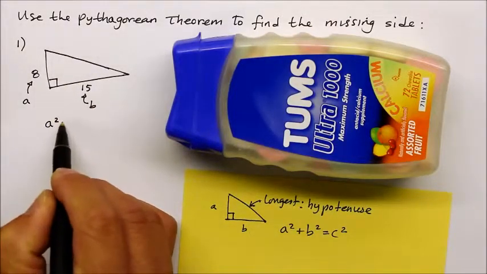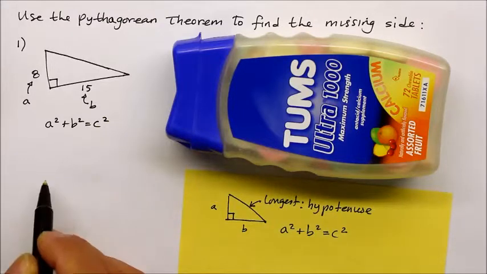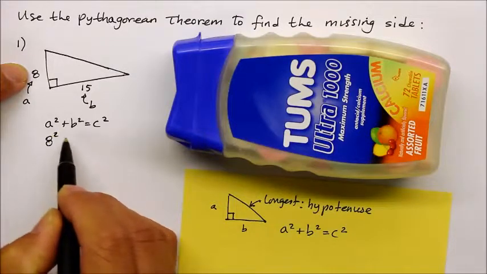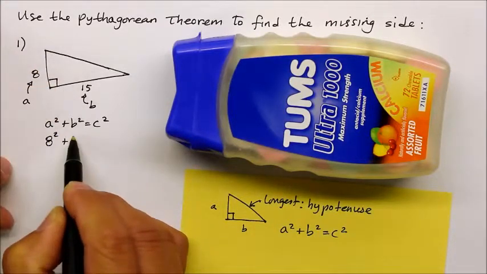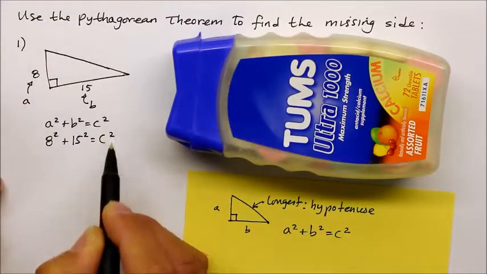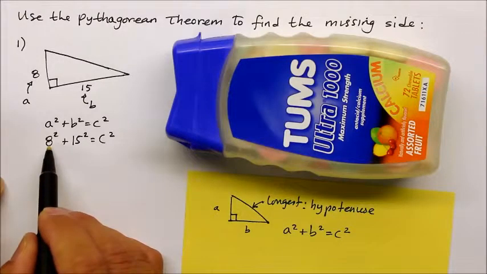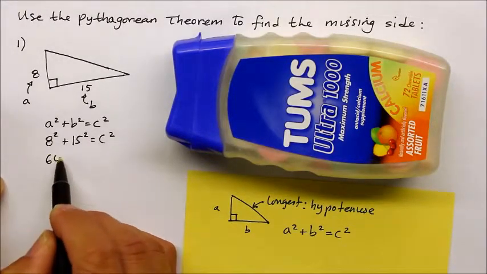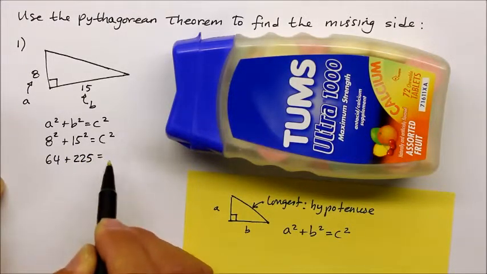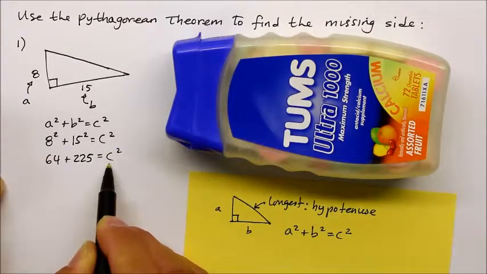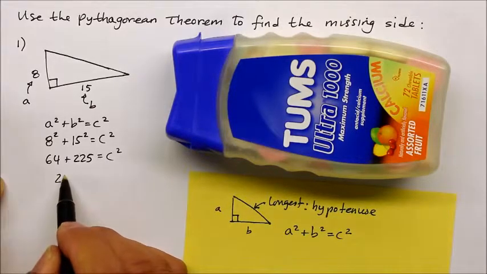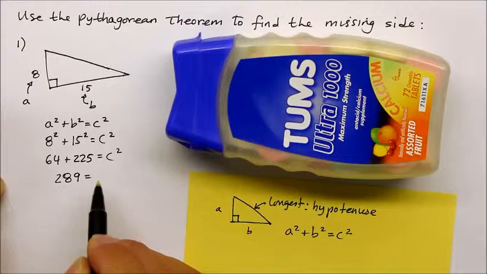So we go a squared plus b squared equals c squared. A, we defined as being 8, so we're going to substitute the a with an 8, plus the b, which is 15, and that equals what we do not know, the c, the hypotenuse. When we evaluate 8 squared, that's 8 times 8 or 64. 15 times 15 is 225. When we add it, we're going to solve for the square. So 64 plus 225 is 289, and that's going to equal c squared.